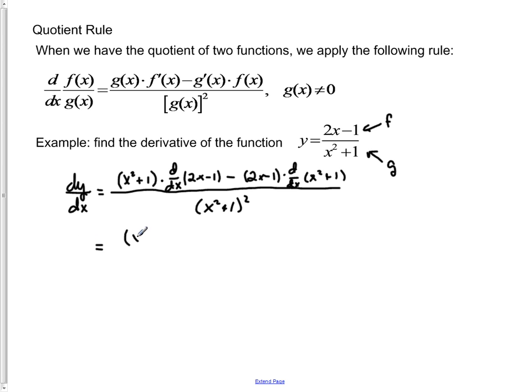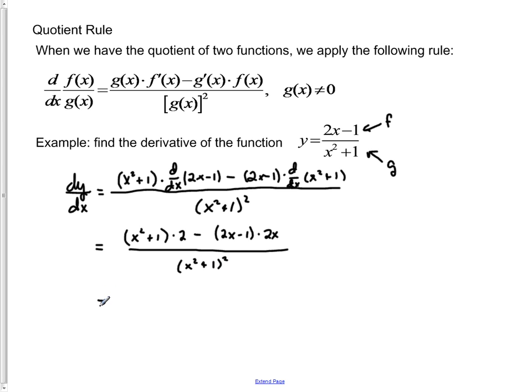x squared plus 1 in the numerator will be multiplied by the derivative of 2x minus 1. Well, that's just 2. Minus our quantity 2x minus 1 times the derivative of the function in the numerator. In this case, that's just 2x. And we're going to divide that by our quantity x squared plus 1 squared.